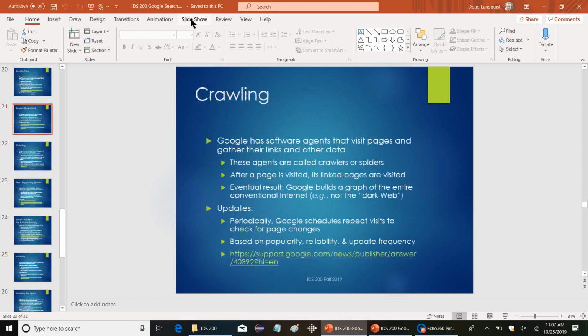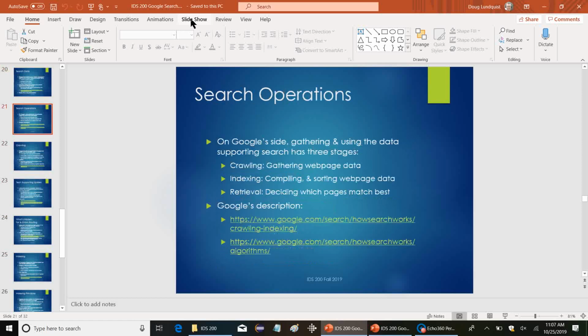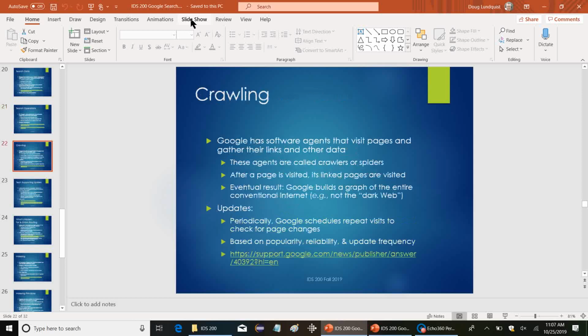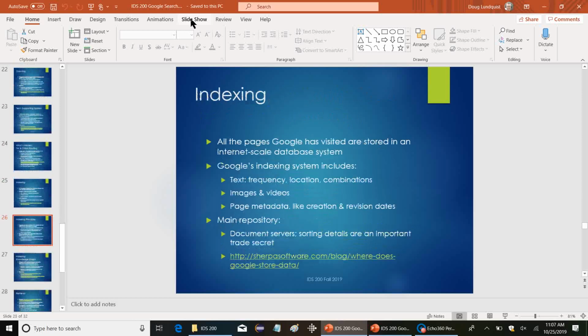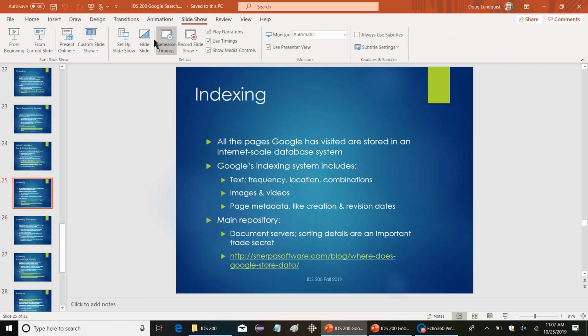We're trying to talk about the other two parts. So remember the parts we had were crawling, indexing, and retrieval. We covered crawling in a little bit of detail. We'll cover indexing now. All the pages that Google visits are stored in this giant internet scale database system.